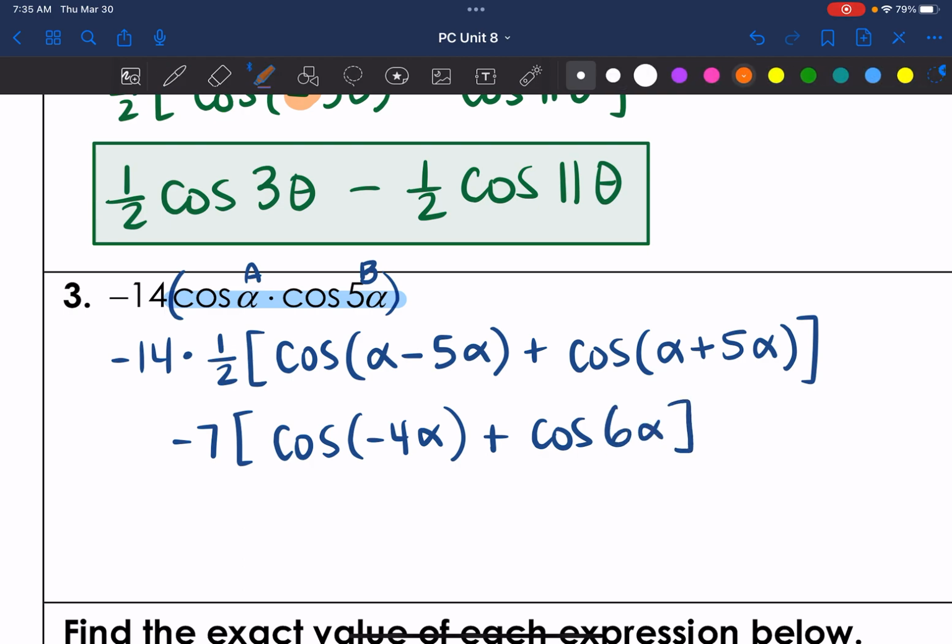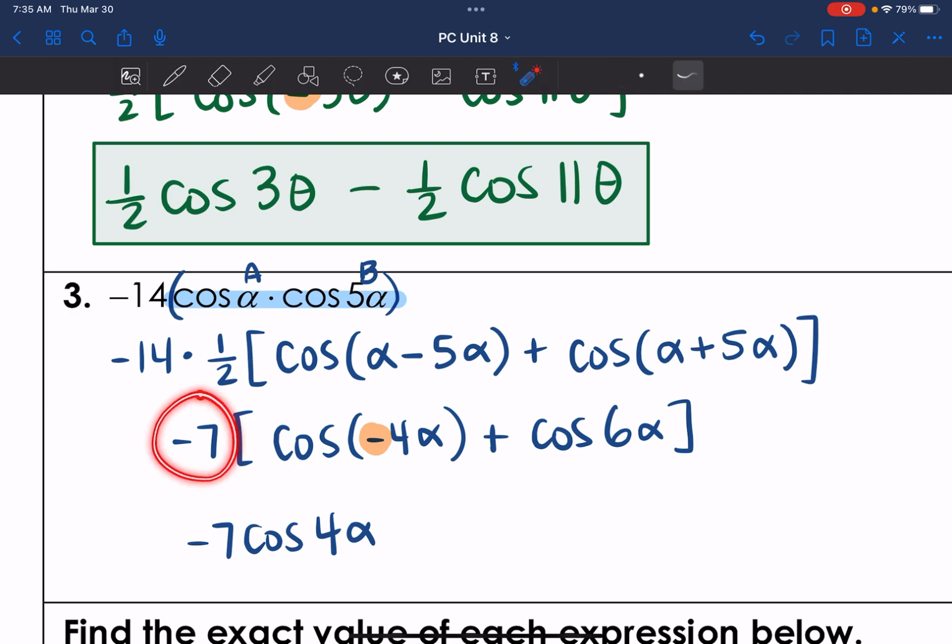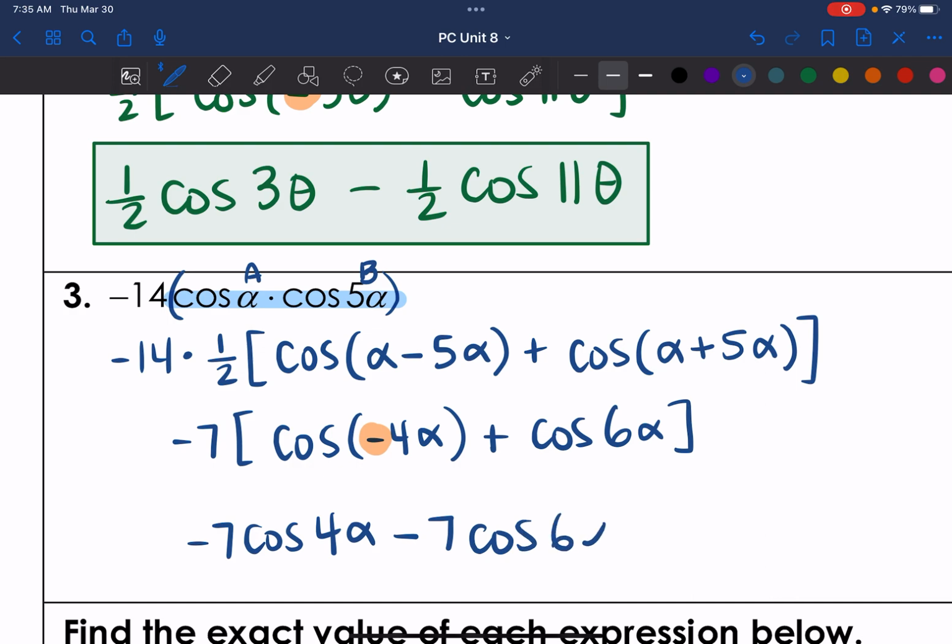Since we already did this up above, anytime you have a negative cosine angle, you could just take the negative off. So that's what we're going to do. We're going to take the negative off. But also this negative 7 needs to get multiplied to each of these terms. So negative 7 times cosine 4 alpha is just that. But then now I have negative 7 times cosine of 6 alpha. So this, I know it was positive, but since this is negative, it's now going to be minus 7 cosine 6 alpha.